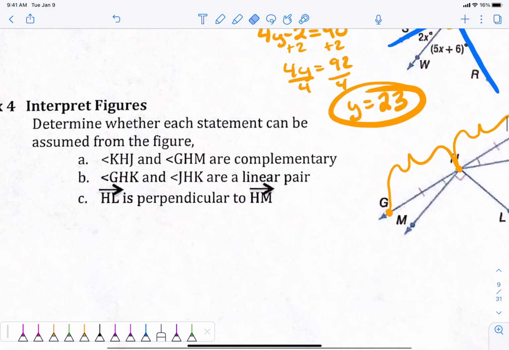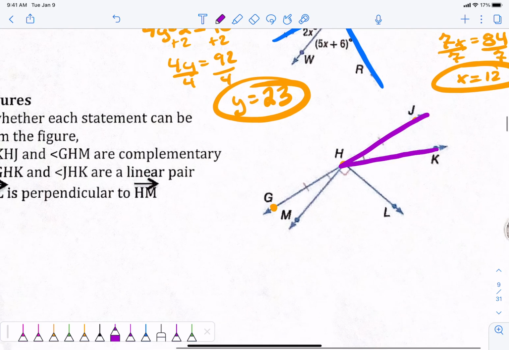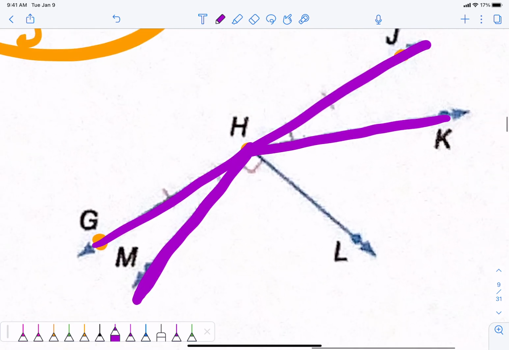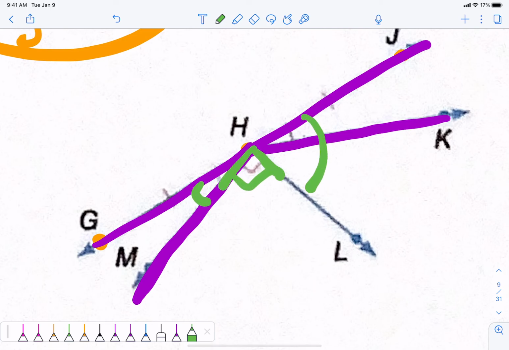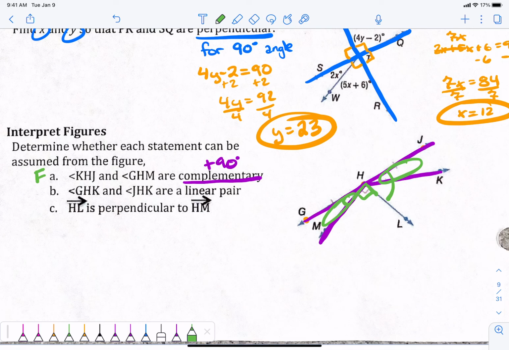All right, so we've got: determine whether each statement can be assumed from the figure. Angle KHJ is this angle right here, and GHM are complementary. What does complementary mean again? They add up to 90. If this is 90 degrees, then these three angles together have to be the other 90. So can this angle and this angle add up to be 90? No. So that one's false. Does that make sense? Okay, moving on.